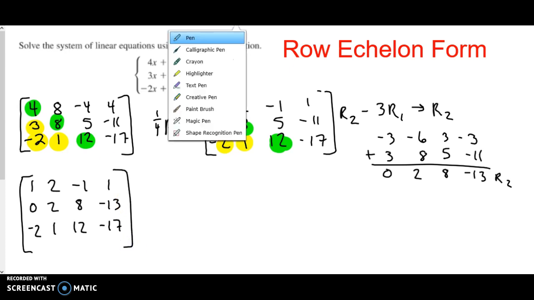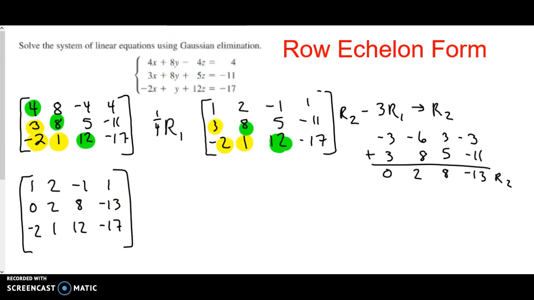So I'm going to go ahead and highlight these values in yellow that need to be 0. And then I'm going to highlight in green those values that need to be 1.